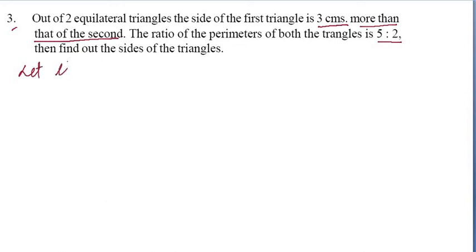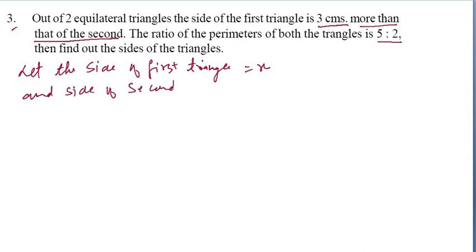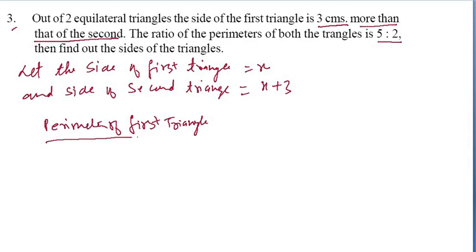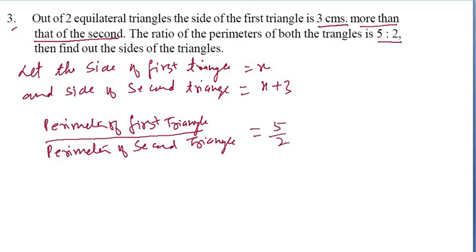Let the side of the first triangle be equal to x. The side of the second triangle will be equal to, it is 3 centimeter more than, so x plus 3. Now come to the perimeter. The perimeter of first triangle upon perimeter of second will be given as 5:2.